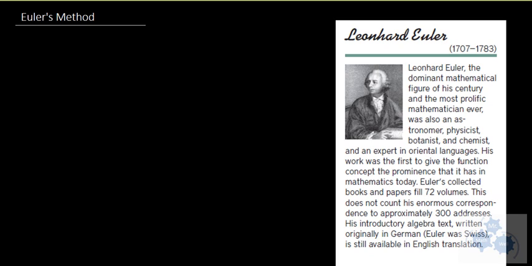So the function concept, that was his. Euler's collected books and papers fill 72 volumes. Euler is actually Swiss, although his introductory algebra text was written in German. Okay? So Euler is Swiss. It's not pronounced the way it looks, not the best of pronunciation, but it's more like Oiler, like the hockey team. That's sort of how it's pronounced.